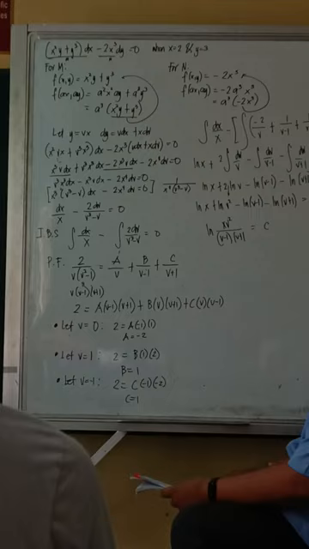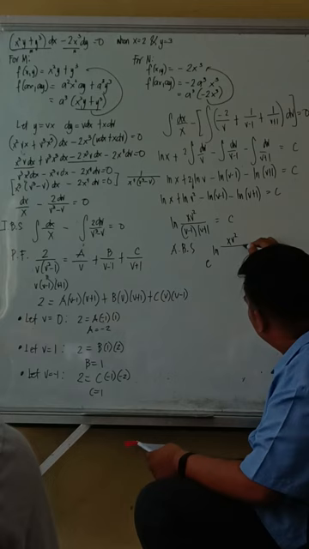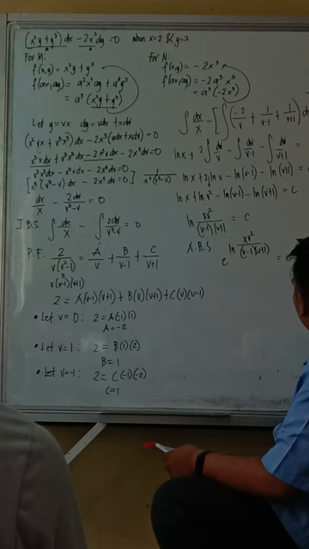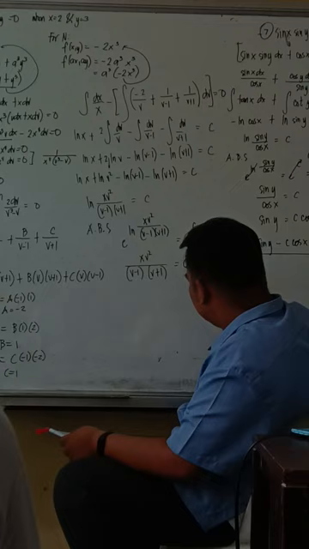Anti-log both sides: e to the power ln of x v squared all over v minus 1 times v plus 1 is equal to e to the power c, which is a constant. So we have x v squared all over v minus 1 times v plus 1 is equal to c.